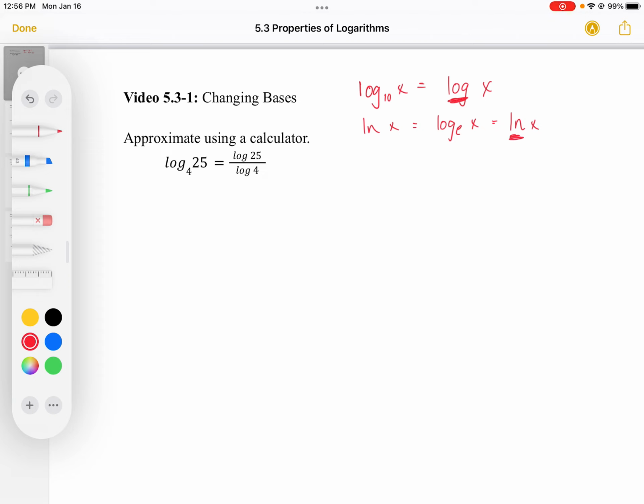When we're asked to calculate any other base, such as in this problem, log base 4, we can't use our calculator. We can't use most calculators. If you have a smartphone, there's probably an app that will calculate other bases. But if you have a test-approved calculator, like a Texas Instruments calculator, we can't calculate log base 4.